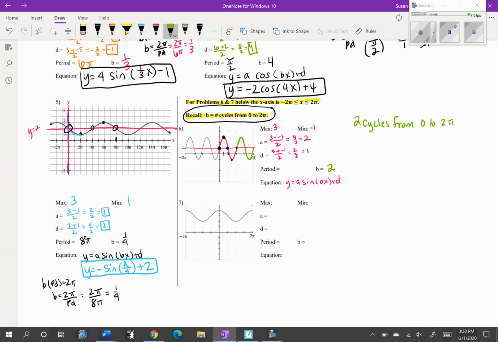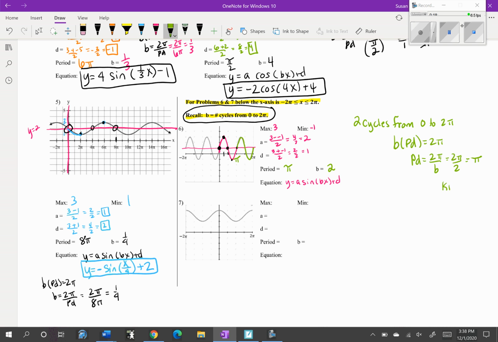So if we actually wanted to find the period of this, we would do b times the period equals 2 pi. So that means that the period is equal to 2 pi divided by b, which is 2 pi over 2, which is pi. We technically don't need to find that to write the equation, but I just wanted to show you. So that means that from here to here is pi.